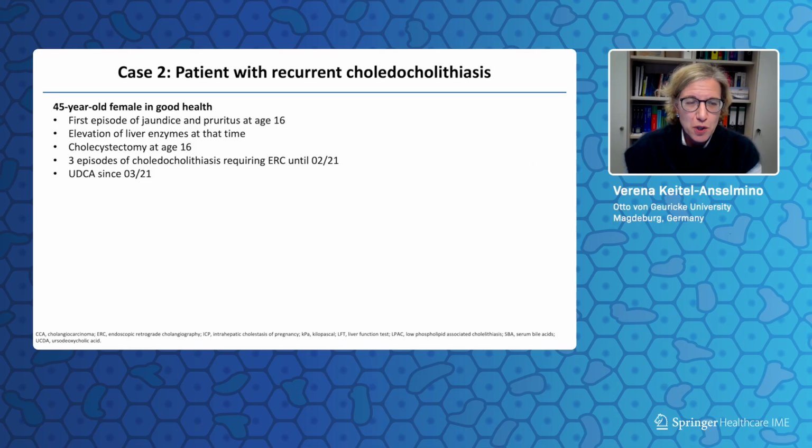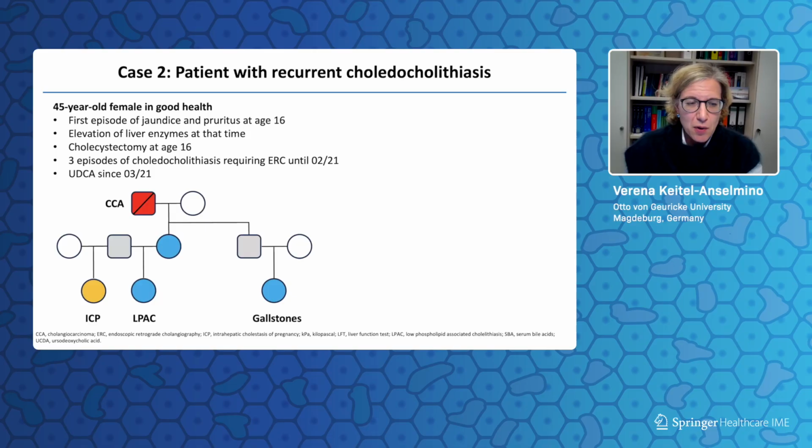I also want to show you a second patient. This is a female patient now. She's in very good health, and she had her first episode of pruritus and jaundice at the age of 16. She had elevated liver enzymes at that time point, and she had gallstones and underwent a cholecystectomy at this young age as well. Since her cholecystectomy, she had 3 episodes of cholelithiasis requiring endoscopic stone removal until somebody put her on urso in 2021.